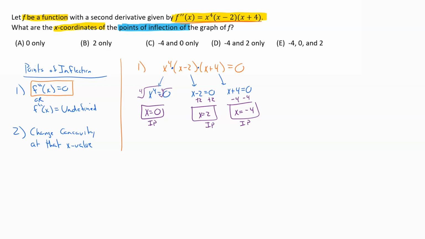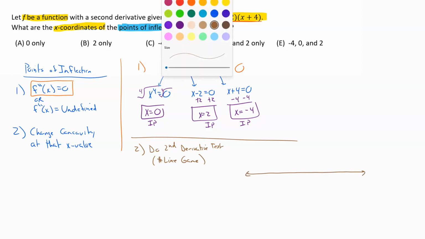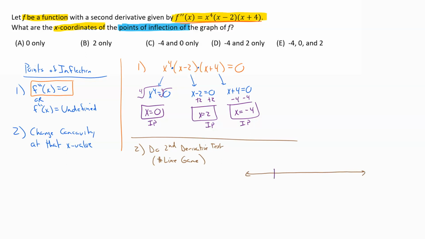To determine if they are inflection points or not, I have to fulfill the second requirement as well, which is they need to change concavity. And this is where you would do what's called the second derivative test when you were learning it in class. This is really just our number line game. So we're going to draw out a number line and mark our possible inflection points on that. Moving left to right, I've got one at negative 4, a possible inflection point at 0, and then a possible inflection point sitting out here at 2.